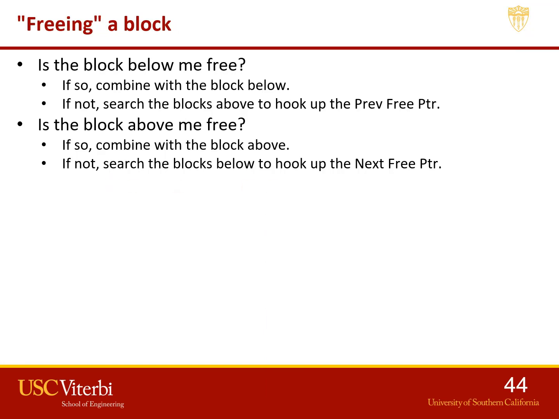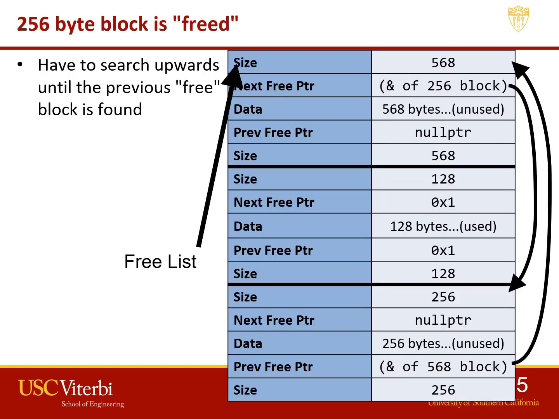Now, that's how we allocate a block. How do we free a block? Okay, to free a block, we may need to combine two blocks together. When we free a block, we might find that after having been freed, it's now adjacent to another free block. If two free blocks are adjacent, we want to combine them into a single free block to minimize the fragmentation problem. Let's see how that might work. Let's free our initial 256 byte block.